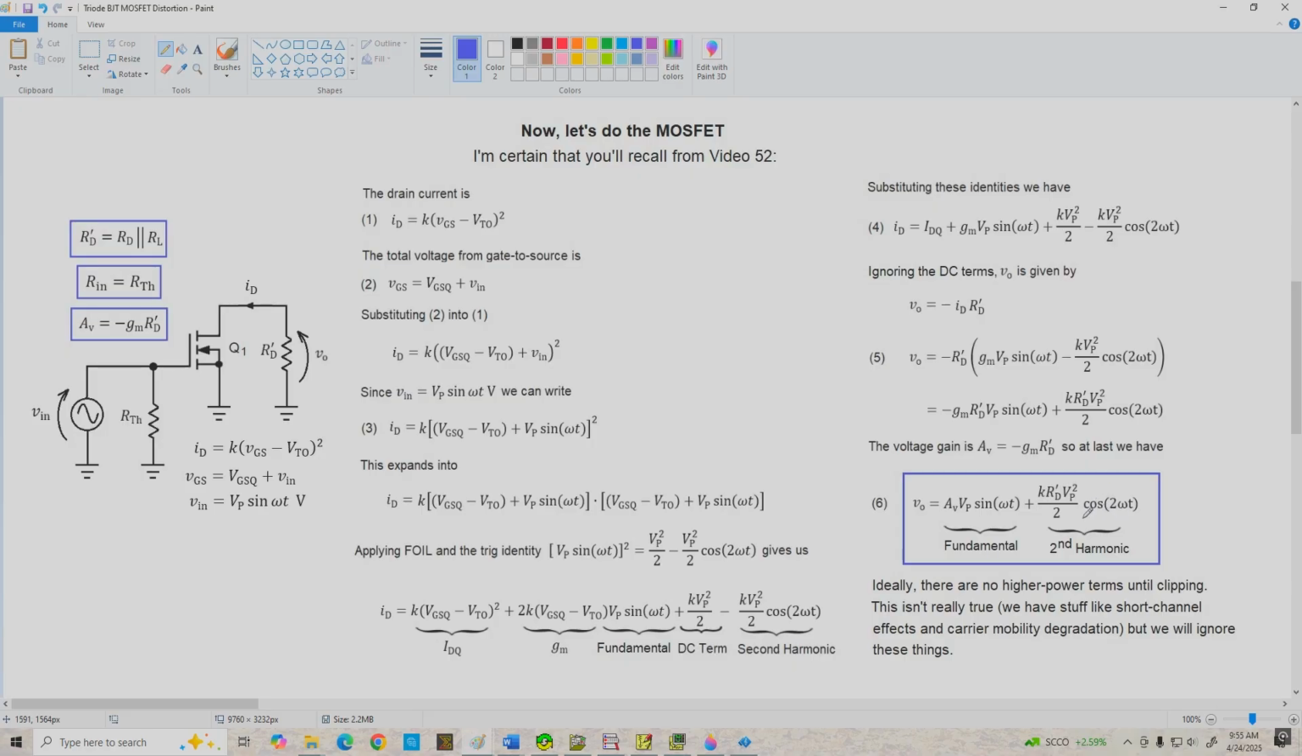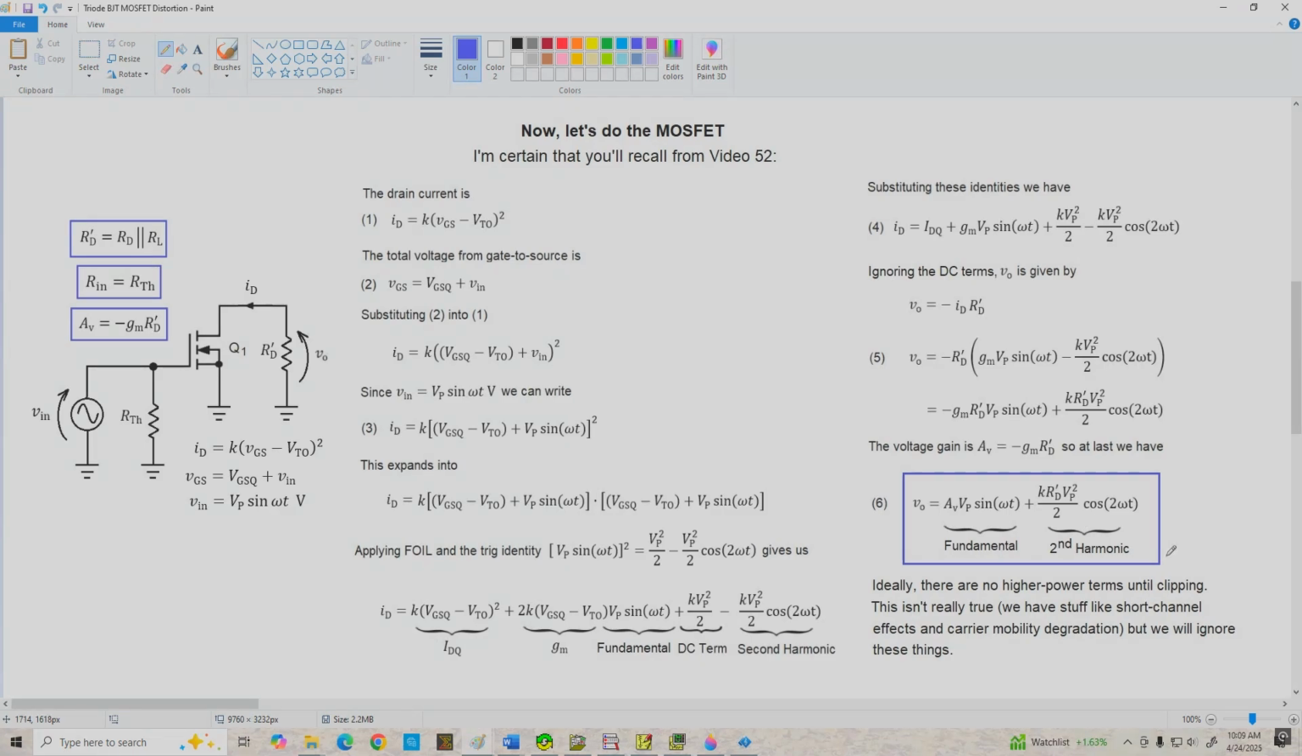And ideally, there are no higher power terms, no third, fourth, or so on, until we hit clipping, but that's not really true because there are some other effects that come into play. But if we ignore them, ideally the output should consist only of the fundamental and a second harmonic.